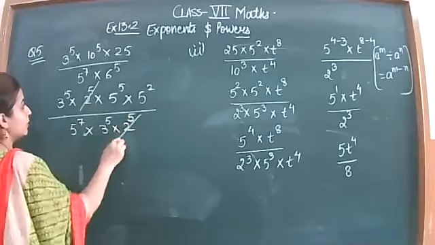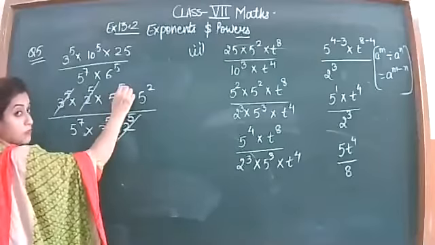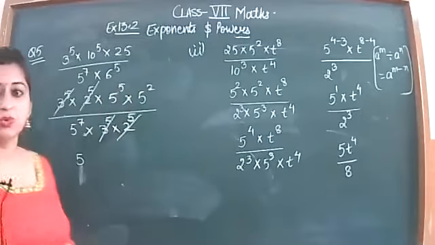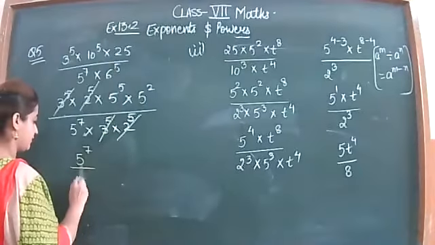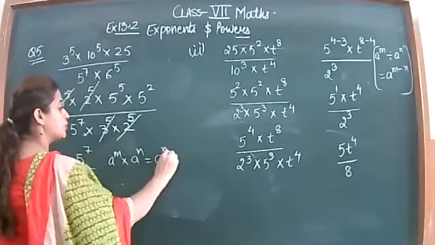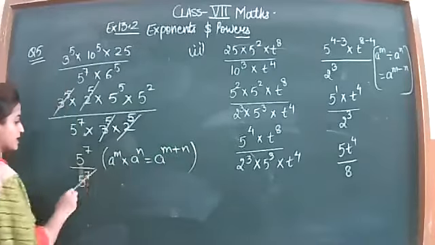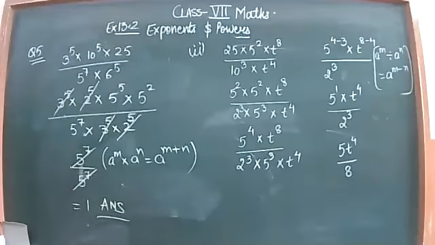Now this will cancel out. This will cancel out and we are left with 5 raised to power 5, 5 raised to power 2. Bases are same, so powers will be added. A raised to power m into a raised to power n is equal to a raised to power m plus n. This will cancel out. Answer is 1.